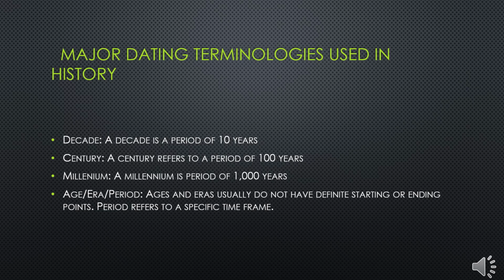And we have millennium, which is a period of 1,000 years. And the last one that I've listed here: age, era, and period. Age and era usually do not have definite starting or ending points. That is, you talk about around this era, around this age. But period refers to a specific time frame. That is the period between maybe 10 and 20 years, then you specifically state that. That is what we mean by the period.